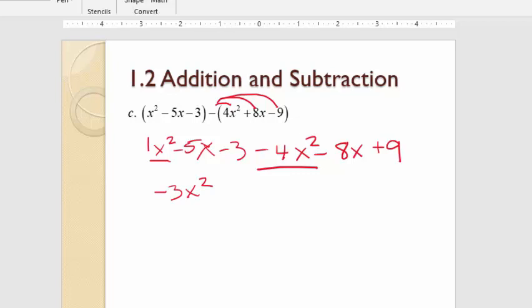Next thing is I can combine negative 5x and a negative 8x. Combine the numbers in front, the coefficients, and keep the last name the same. So I have a negative 13x. Lastly, I'm going to combine the constants together. So negative 3 plus 9 is a positive 6.